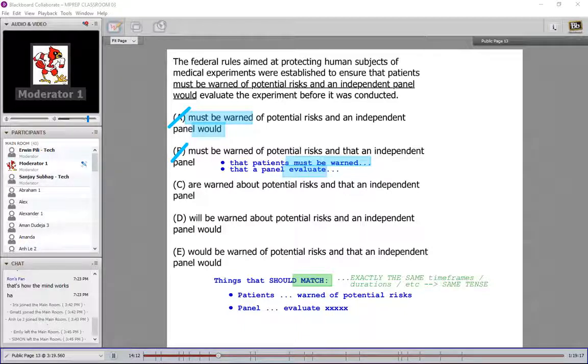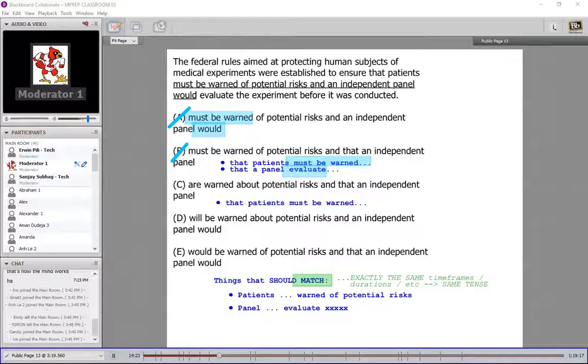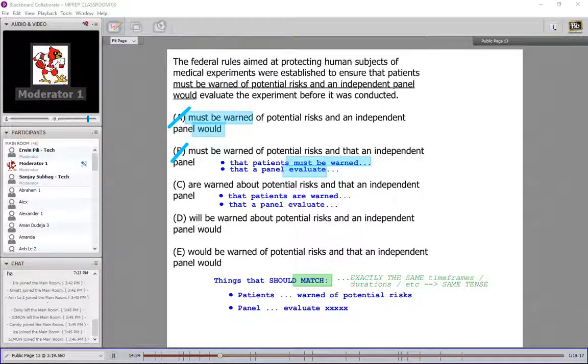Okay. This one, C's got kind of the same problem as B does. You've got that patients are warned, which is also incorrect by itself, and we'll talk about that in a moment. But then you also have that a panel evaluates. Again, these are not the same type of thing. These do not match each other. And then we have choice D, which nobody picked, so that's good. Well, you have one will and one would. And then finally in E, it's perfect.